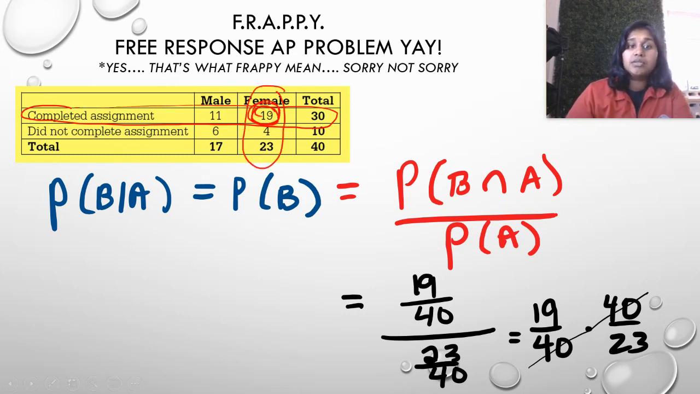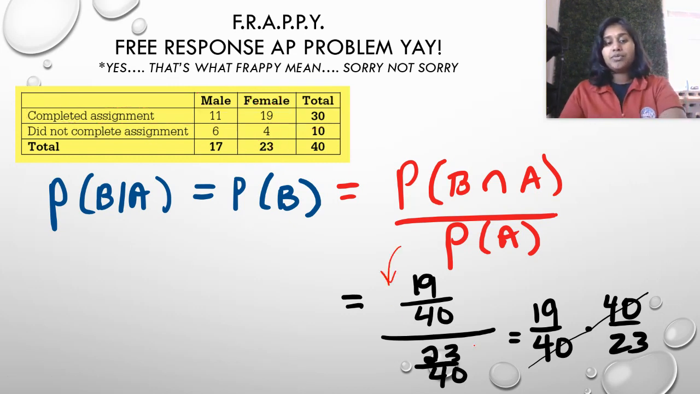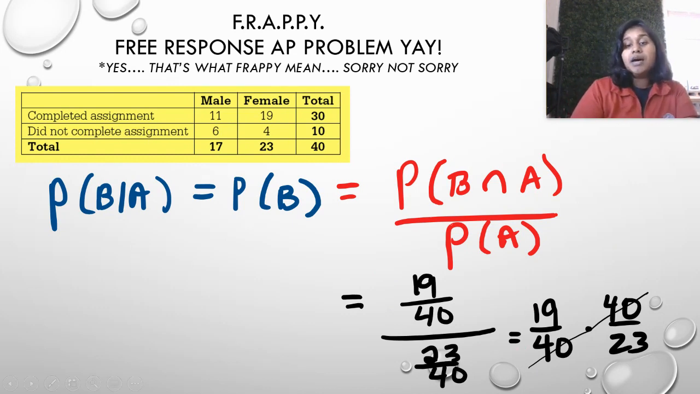And look at that. We end up with our numerator value 19. So the value where B and A intersect is 19, but it's still over 40, the total number of students in the class. The denominator, just the probability of A, which was just our female students, would be 23 out of the total 40. So I end up with 19 over 40 divided by 23 over 40. I do fraction mathematics, and I end up with 19 over 23. So we end up with a conditional probability, P of B given A, equal to 19/23.